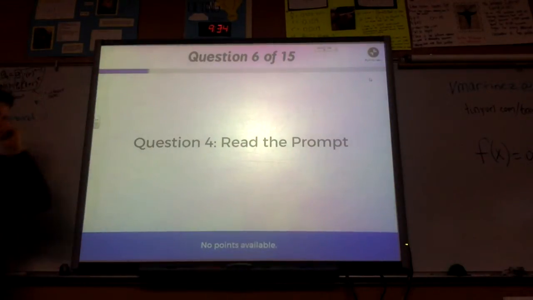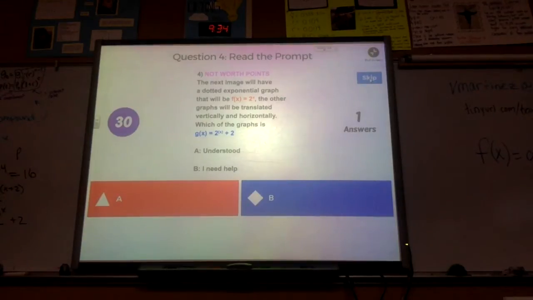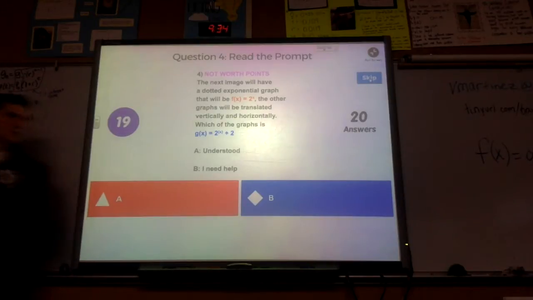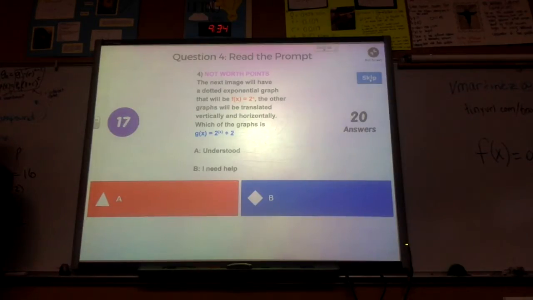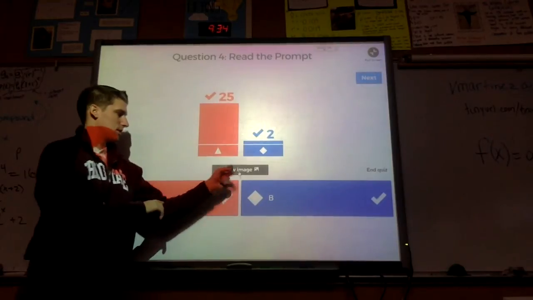Read the prompts. Tell me if you understand or do not understand. The next image will have the dotted exponential graph. That will be f of x. The other graphs will be translated vertically and horizontally. We want to find which of the graphs equals g of x, which is 2 to the x plus 2. Yeah, the original is. Okay, 2 of us still don't understand.